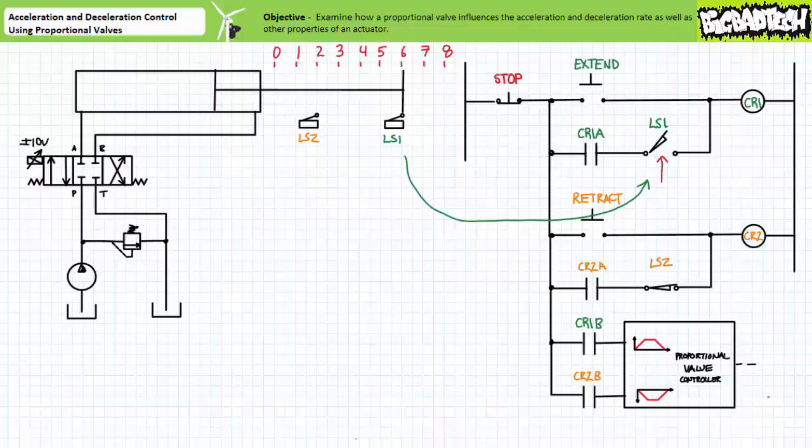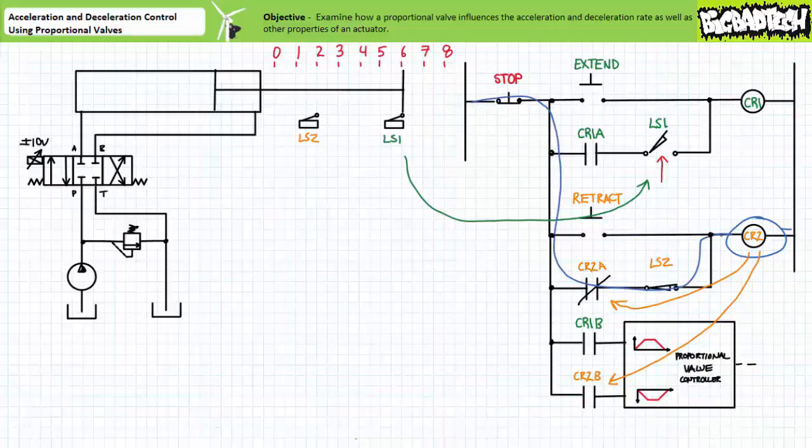The retraction phase is the same song, only played in reverse. When an operator presses retract, the coil of control relay CR2 is energized. The contacts associated with control relay CR2 immediately change states. Contact CR2A closes and establishes a holding circuit via the normally closed LS2 contact. This holding circuit allows an operator to release the retract push button.